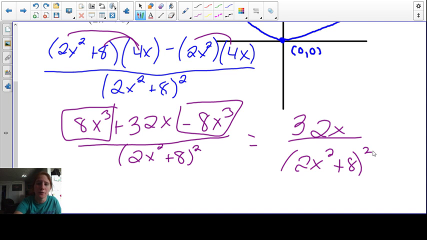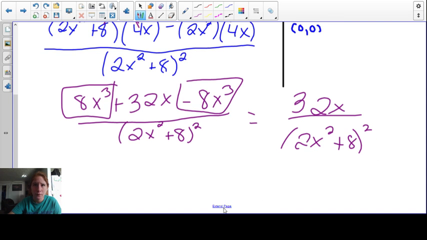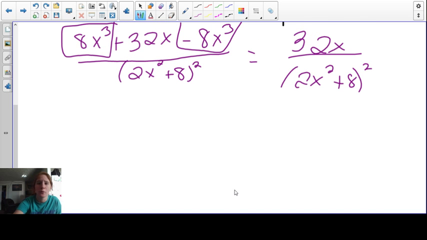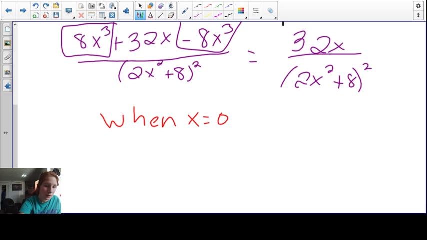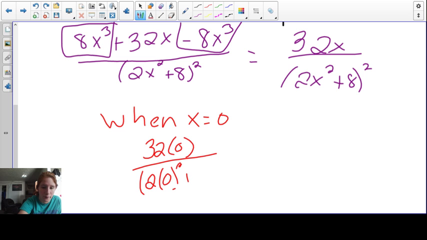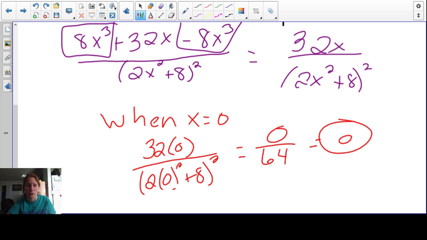So now what we want to do, hold on, let me extend this page for a second, is we want to see what happens when x is 0. So let's plug in 0. So I have 32 times 0 over 2 times 0 squared plus 8 quantity squared, which would give me 0 over 64, which gives me 0. So we should know that that's an extremum and we should get 0.